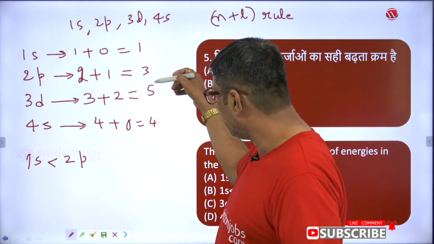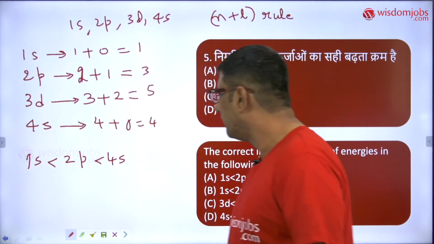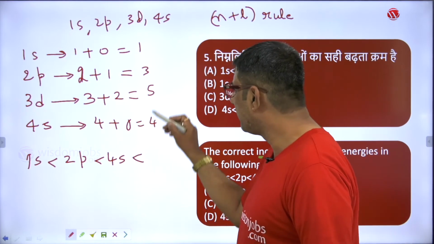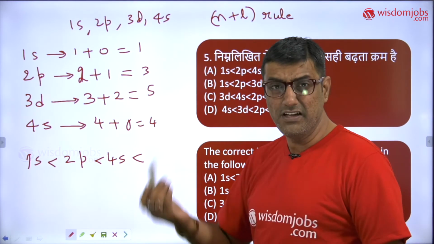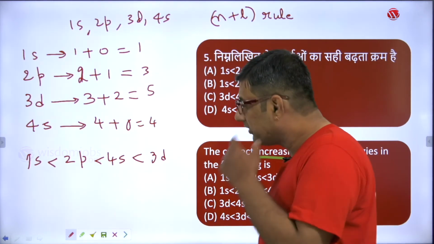The next orbital should have a more value than 2p. 2p is 3, so 4s is 4. So that means next is 4s. So it is 4s. And lastly 3d. Why 3d is last? Because it has got the highest n plus l value. So it is 3d.